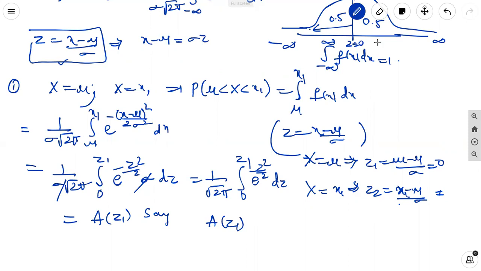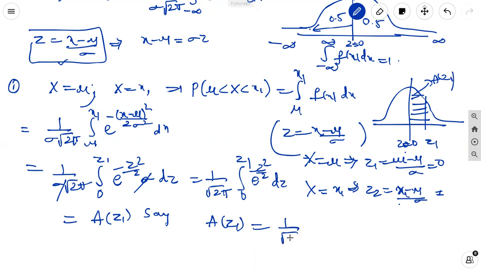Why? Because it is from z equal to 0 to a positive value, that is z1. This is called the area of z1. Here, area of z1 is equal to 1 by root 2 pi integral from 0 to z1 of e power minus z square by 2 dz.